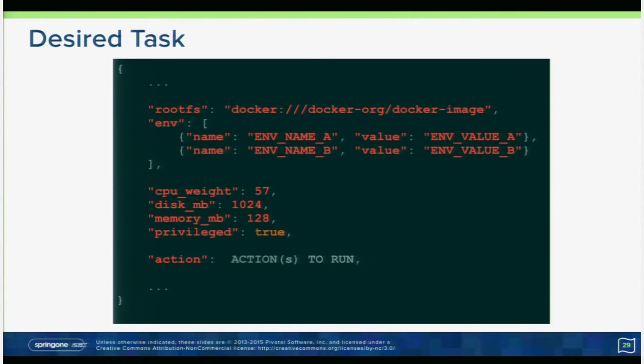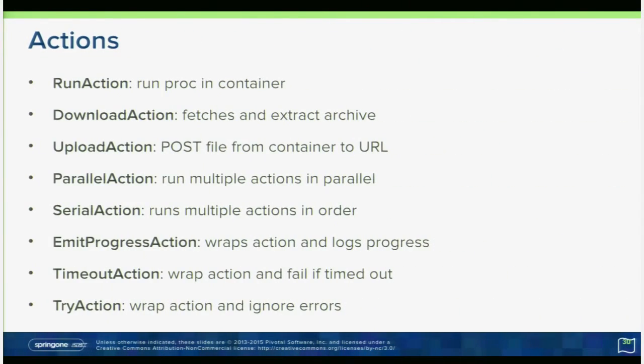Well, the first thing you see is a rootfs. What are the bits that I want to run? And here you say, oh, I'm running some Docker image. And then I want it to have some environment variables. I want it to have some share of the CPU, some amount of disk, some amount of memory. This container happens to run as root. It's privileged. And then I have action, taking these bits in this rootfs, what do I want it to do? What are the types of things that Diego can run? Well, here's the list.